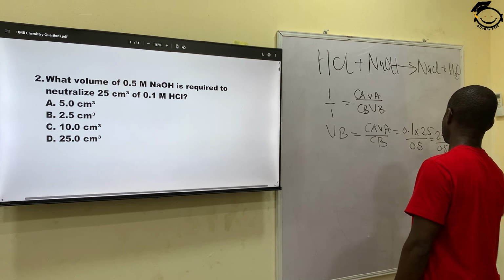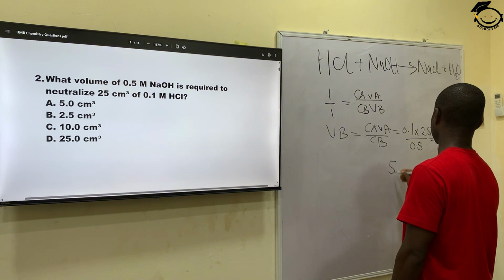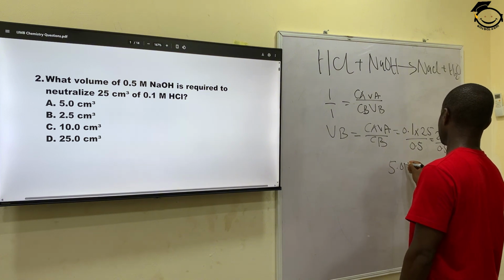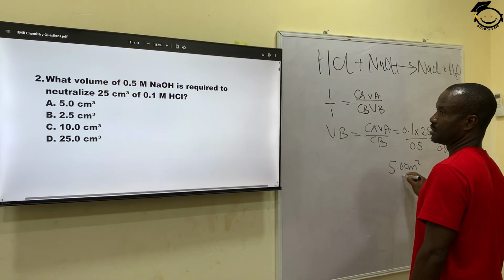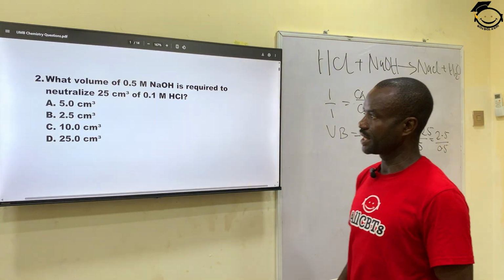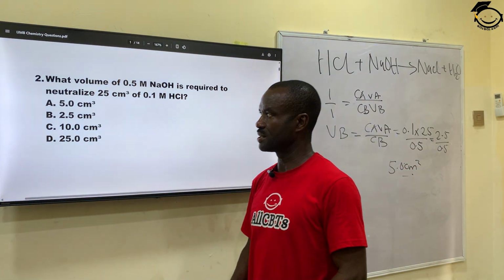So dividing this gives us 5.0 cm³. So the correct answer is A, 5.0 cm³.